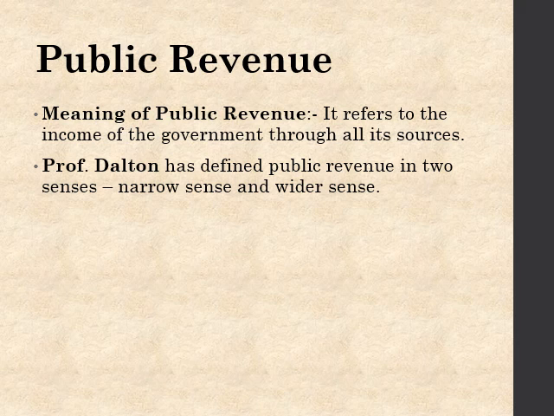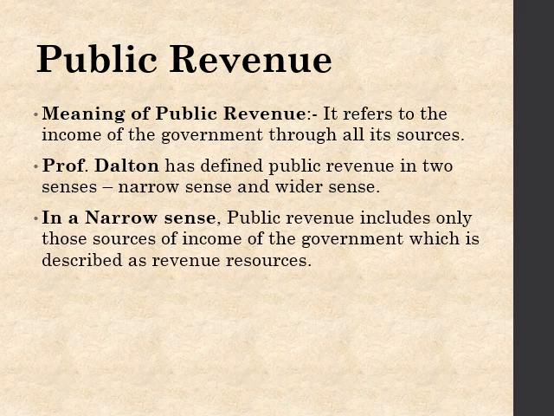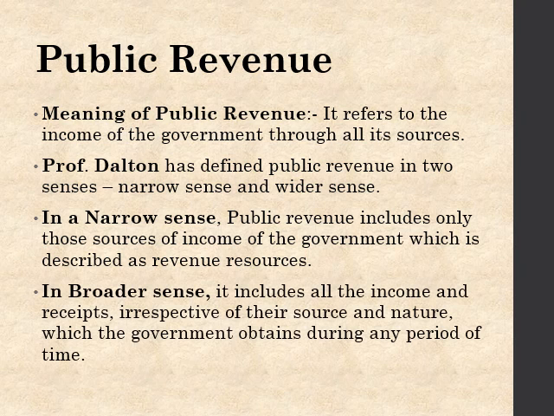Professor Dalton has defined public revenue in two senses, the narrow sense and the wider sense. Let's see that. In the narrow sense, public revenue includes only those sources of income of the government which are described as revenue resources. Now the wider perspective: it includes all the income and receipts, irrespective of their sources and nature, which the government obtained in a period of time. So it's a broader concept. What is the difference between the narrow sense and the broader sense? We will explain with the help of examples in the next slides.